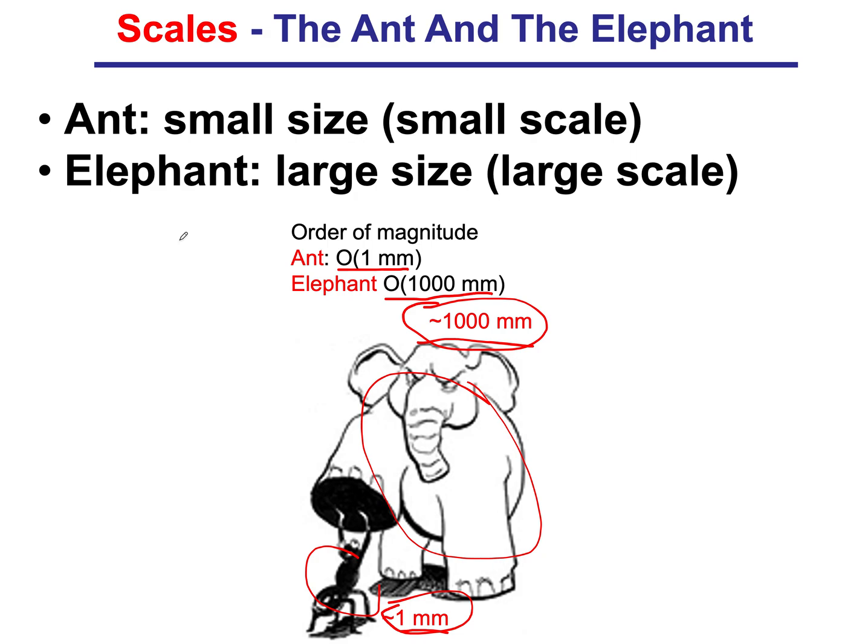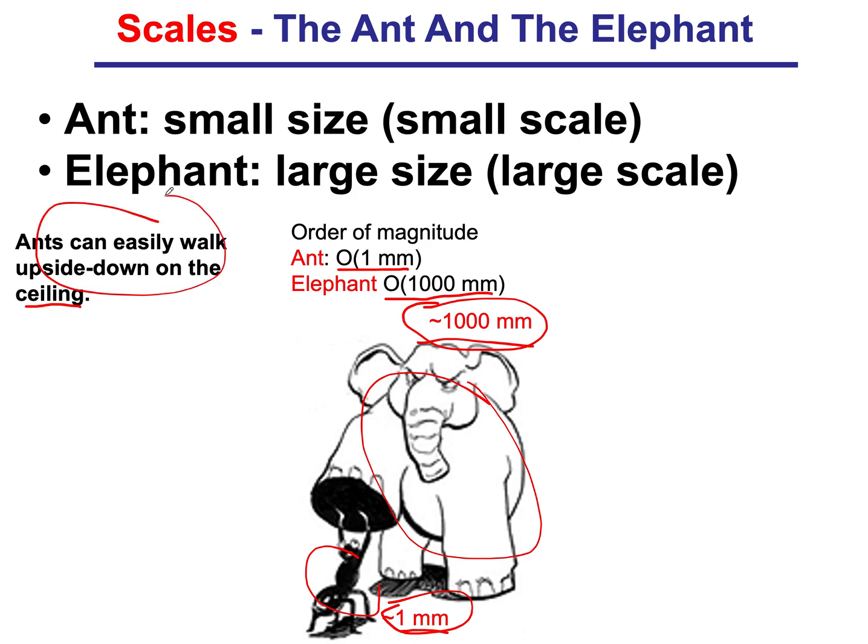So let's look at the first aspect. It's easy for you to imagine an ant walking upside down on your ceiling, because you've seen it do that. But have you ever seen an elephant walk upside down on a ceiling? So we want to investigate this statement and this observation a little bit more deeply, as it connects to the scales and the sizes of an ant and an elephant.